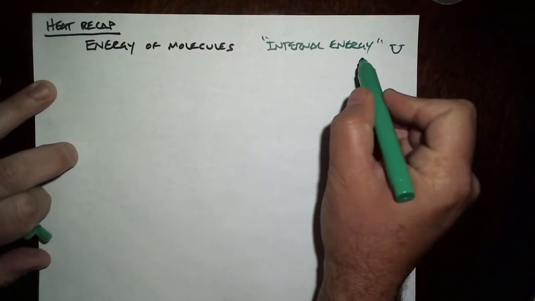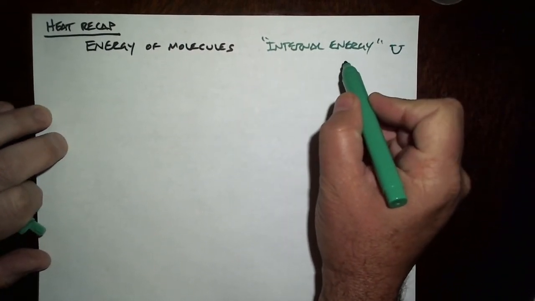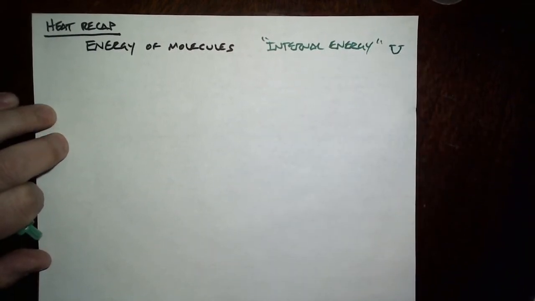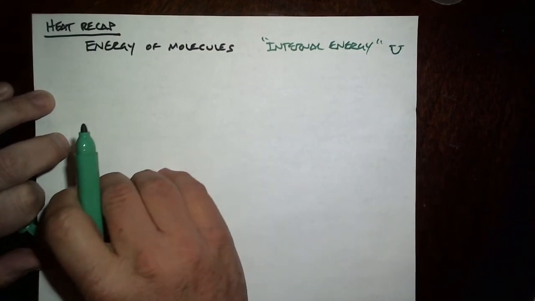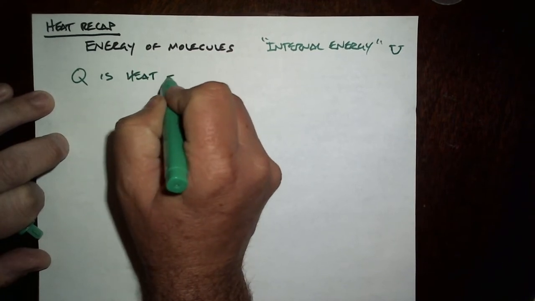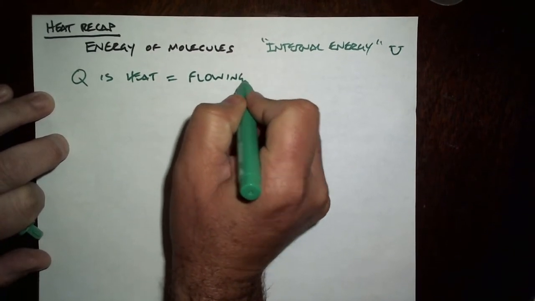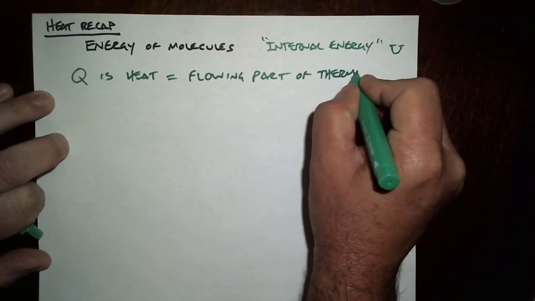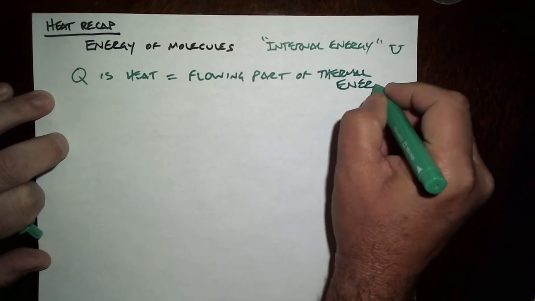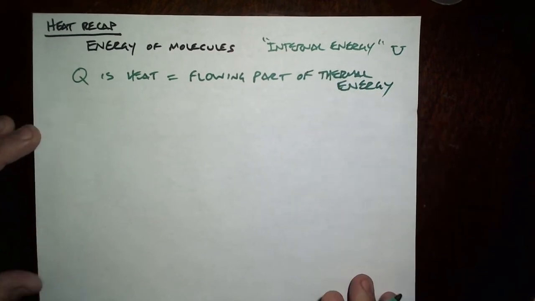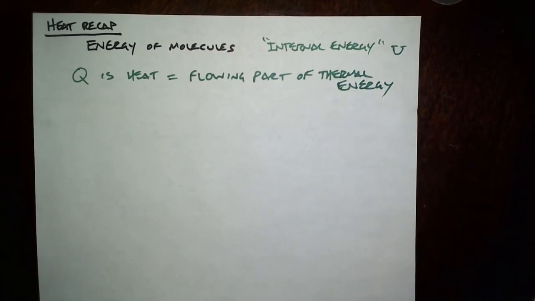But that internal energy isn't really important. What is important is when some of that internal energy flows into or out of the object. So if heat, the flowing part of the thermal energy, flows into something, the internal energy of that thing will increase. And if heat flows out of something, the internal energy of that thing will decrease.